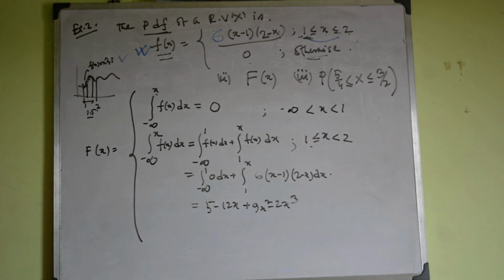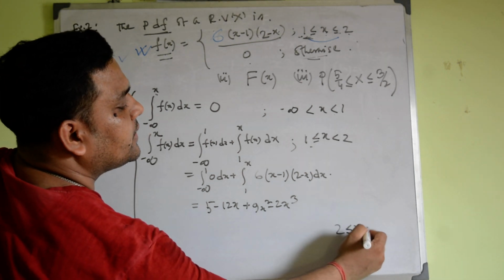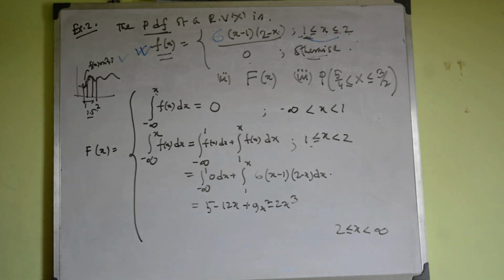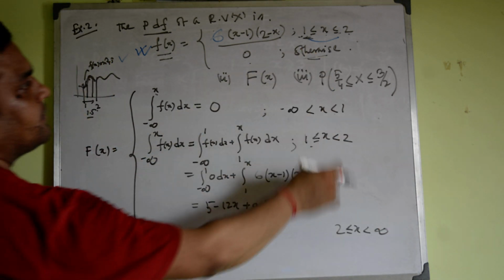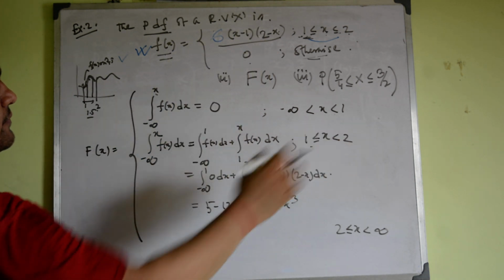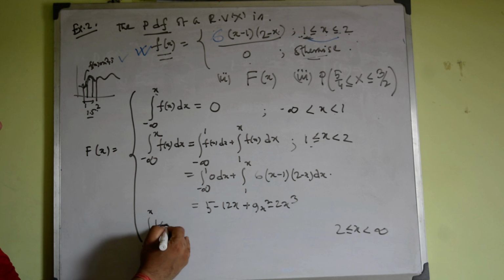Our next interval, 2 less than or equal to x less than infinite, because that is our otherwise condition up to infinite, no other interval is defined here. So 2 to infinite. In that case, again you write minus infinite to x f(x) dx.